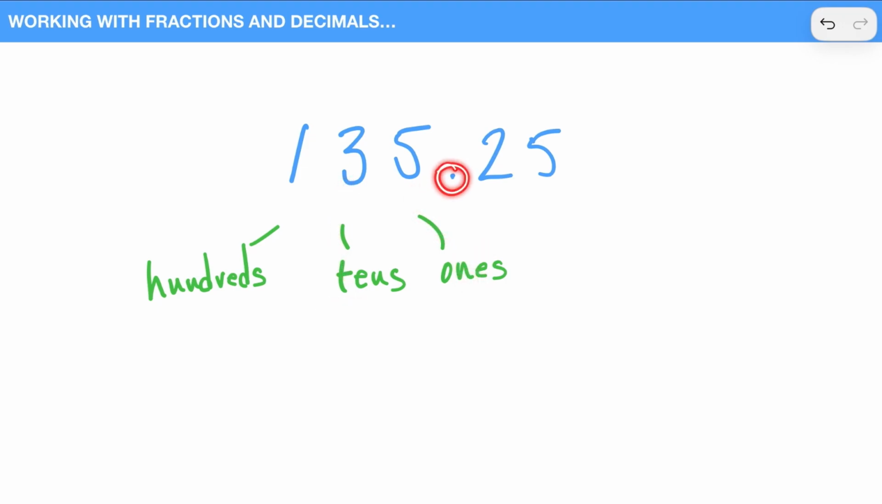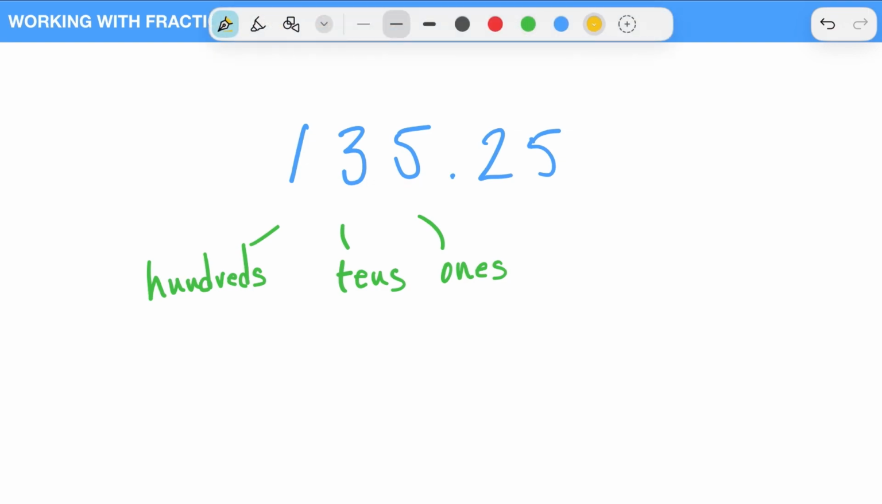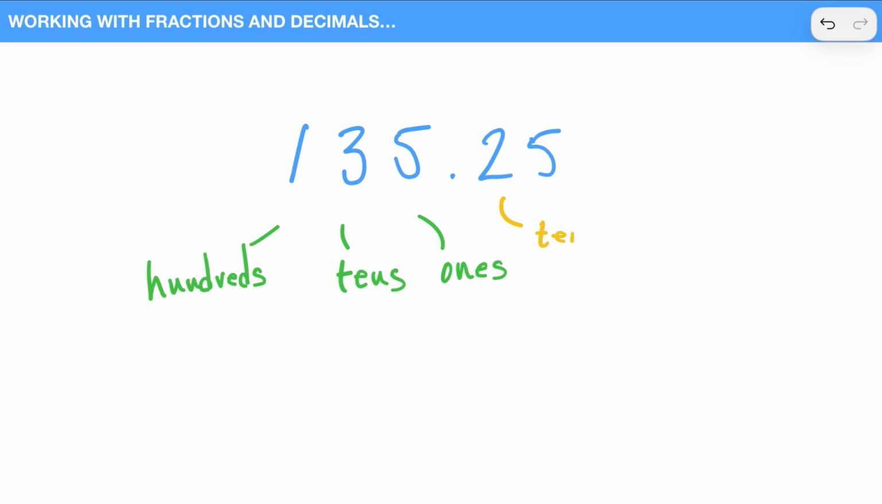Now, this little period right there is what's called a decimal point. It separates the ones from what we call the tenths. And what this means is that this 2, in a fraction sense, is 2 over 10. That's why we call it the tenths place. Now, this 5, you might be able to guess, is what's called the hundredths place. And this represents 5 over 100.